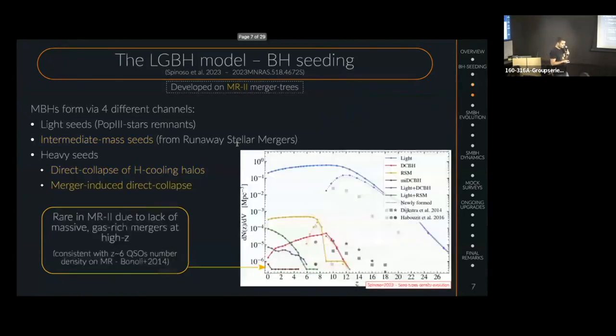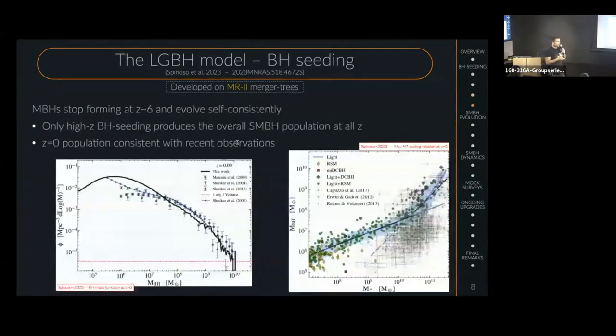Regarding the results of this model, of course, I mentioned the merger-induced direct collapse black hole. The issue with these in Millennium 2 is that the volume is small to have the conditions for them to form efficiently, let's say. So we only have few halos, but the model is there and these objects can actually be predicted. One important point of this model is that the formation of black hole seeds is connected to the physical properties of gas and so to the environmental properties.